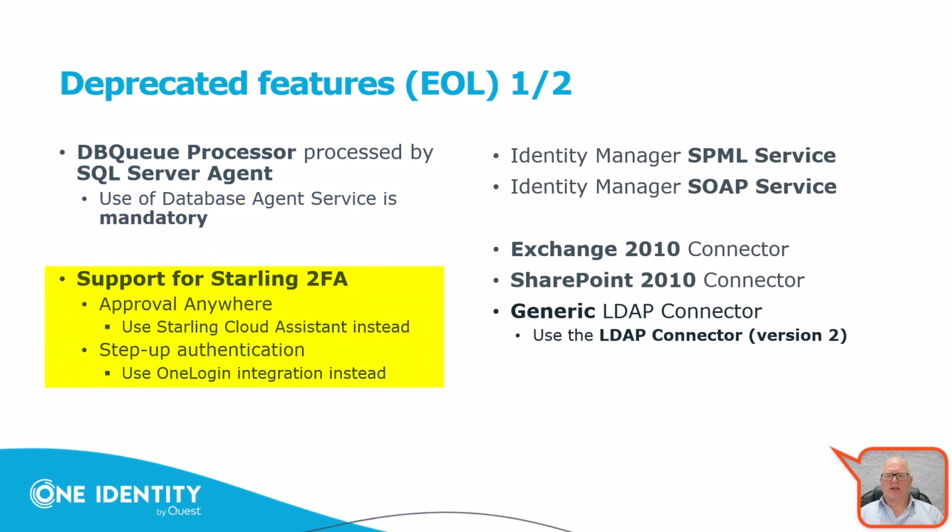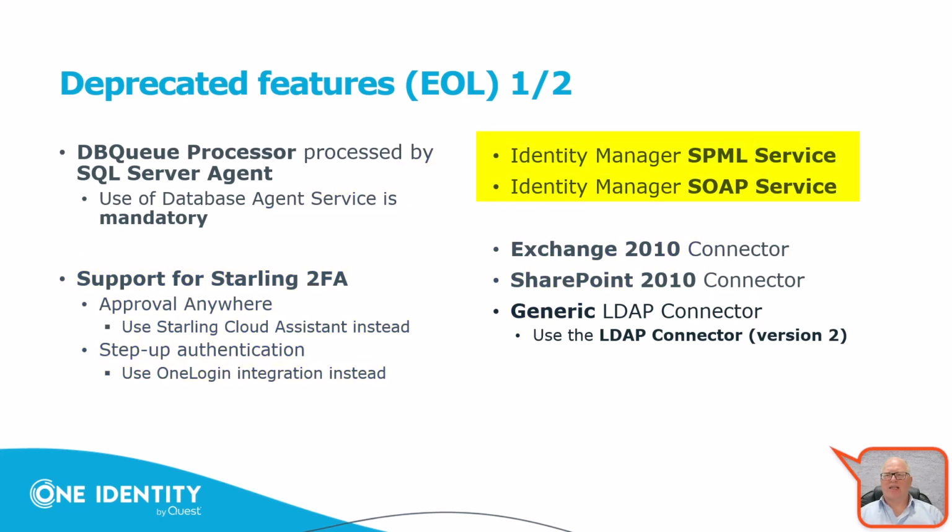Support for installing two-factor authentication was available in the past. You know, we moved away from installing two-factor. If you now need something like that, Approval Anywhere will be your friend. That means you install the Starling Cloud Assistant instead. Step-up authentication exists as well, and therefore you now use one login, which is part of one identity.